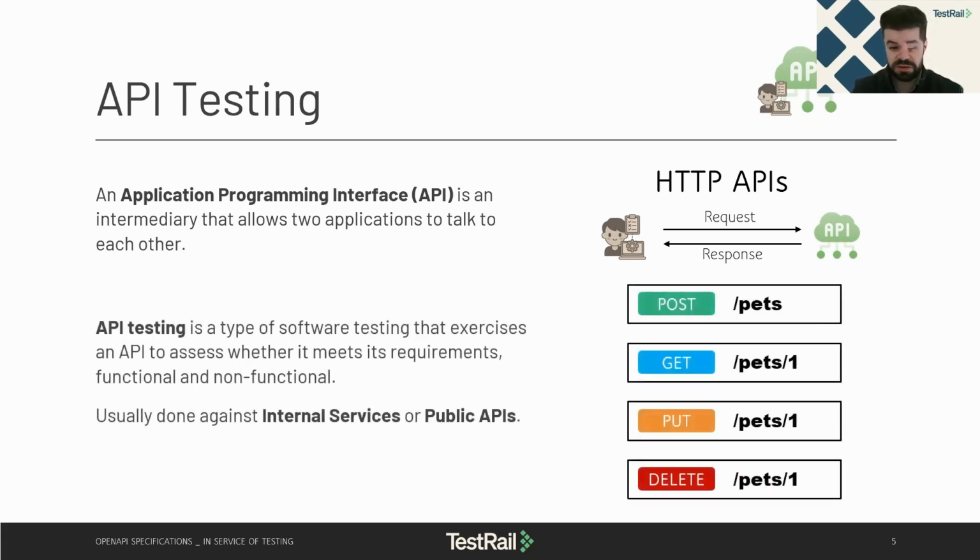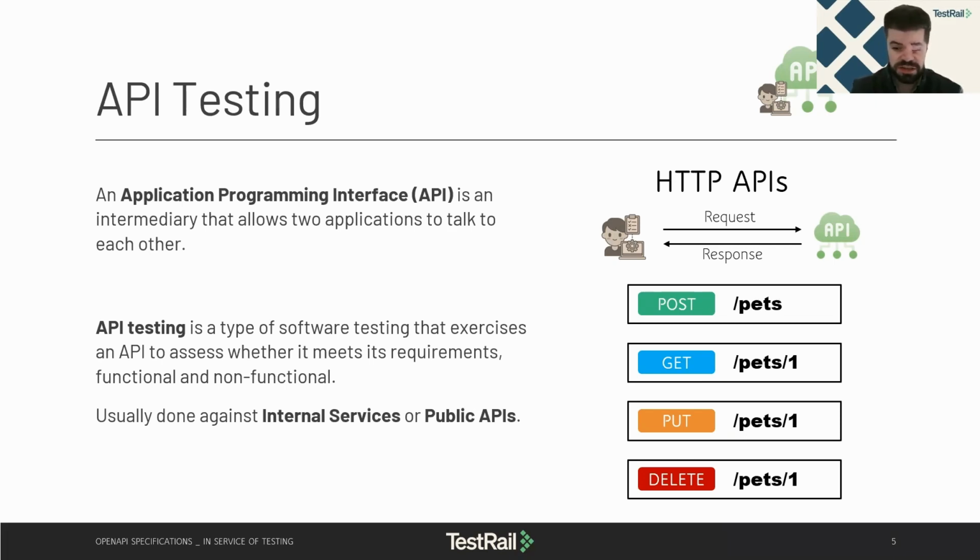And API testing is a type of software testing that exercises an API to assess whether it meets its requirements, functional and non-functional. So you can do functional tests, performance, security, among other things, and you definitely should, because it's very important to assure that all that is very tight. It's usually done against either internal services, in case you are using a microservices architecture in your applications, or you can test your public APIs as well.